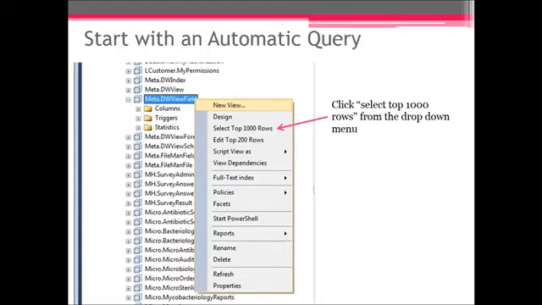So one of the quickest things to do, as we discussed in previous cyber seminars, would be to right-click on the view of choice, meta.dwViewField, to open up a drop-down menu that looks like the one you see here, and then get an automatic query using select top 1000 rows from that menu.